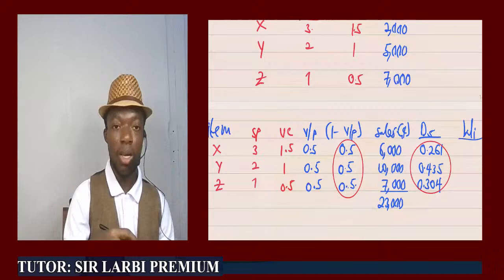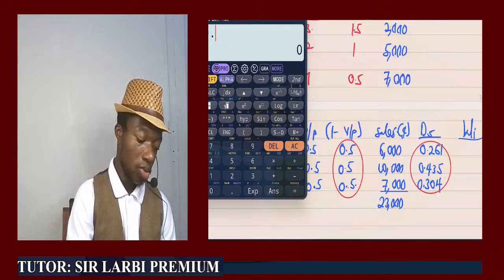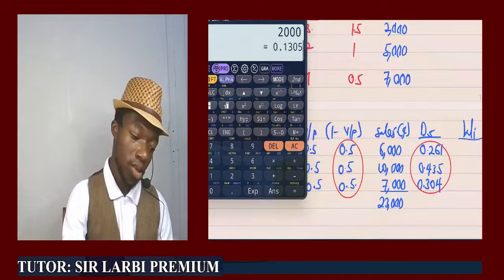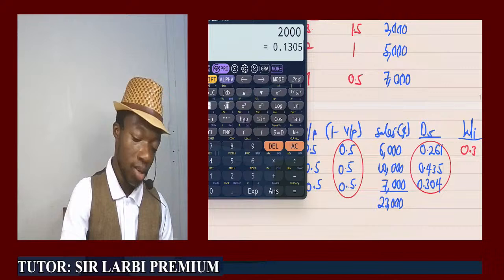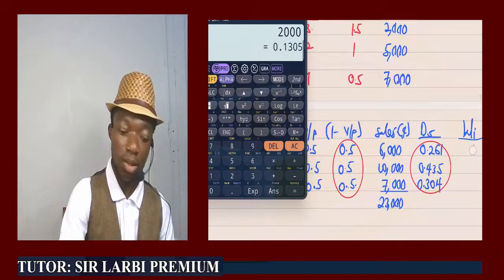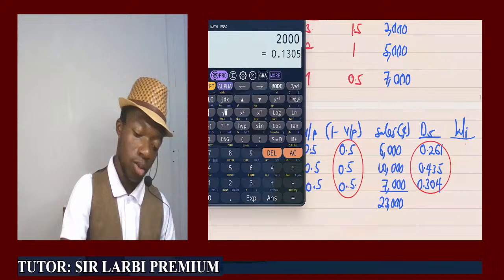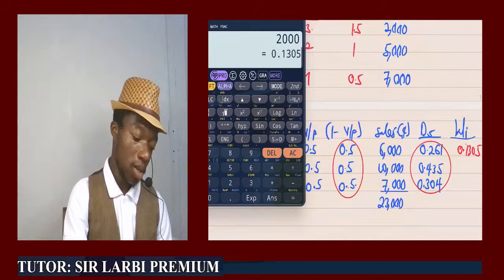So let's go straight up. We'll have 0.261 multiplying 0.5, supposed to get 0.13. Let's keep the 4 decimal places here. So we get 0.1305.